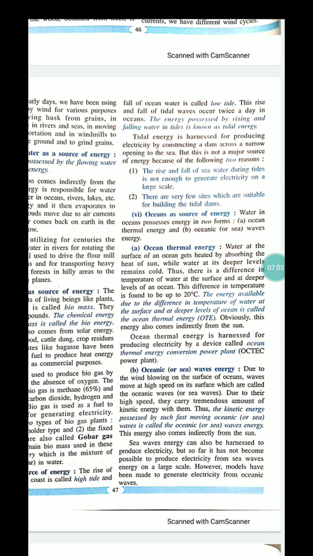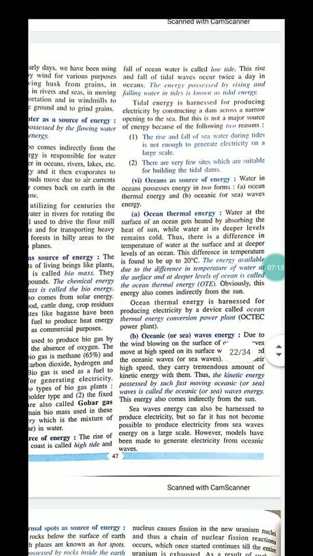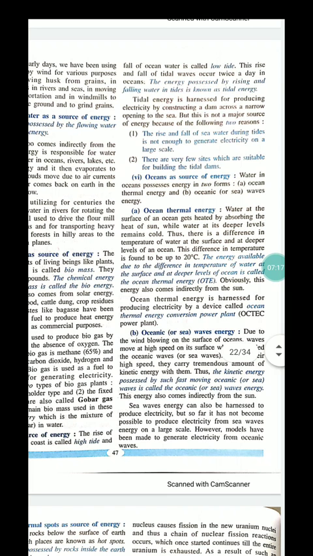Water in the ocean possesses energy in two forms: ocean thermal energy and oceanic waves energy, which we have read here. Okay, ocean thermal energy. Water at the surface of the ocean gets heated by absorbing the heat of the sun, while water at the deeper level remains cold. That means the energy available due to the difference in temperature of the water at the surface and at the deeper level of the earth is called the ocean thermal energy.